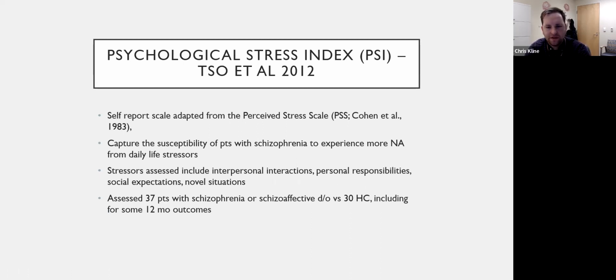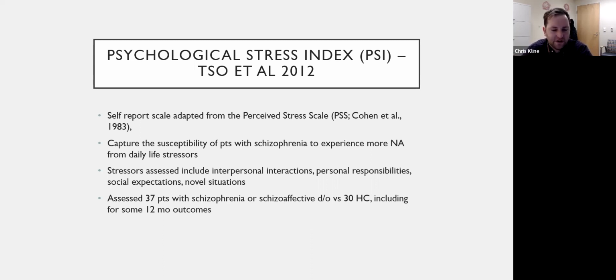But first, I wanted to cover the Psy 9, as I mentioned, it's used here. This was initially adapted from the perceived stress scale, which assesses the degree to which one appraises situations in life as stressful. And the goal of this scale was to capture the susceptibility of patients with schizophrenia to experience more negative affect from daily life stressors. It's a self-report scale, and the stressors captured include interpersonal interactions, personal responsibilities, social expectations, novel situations.